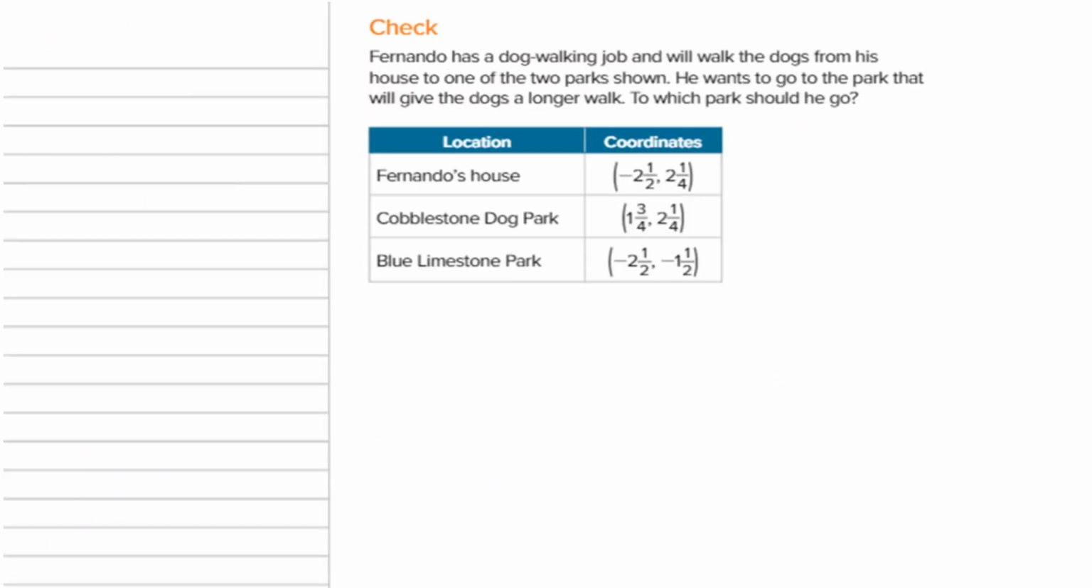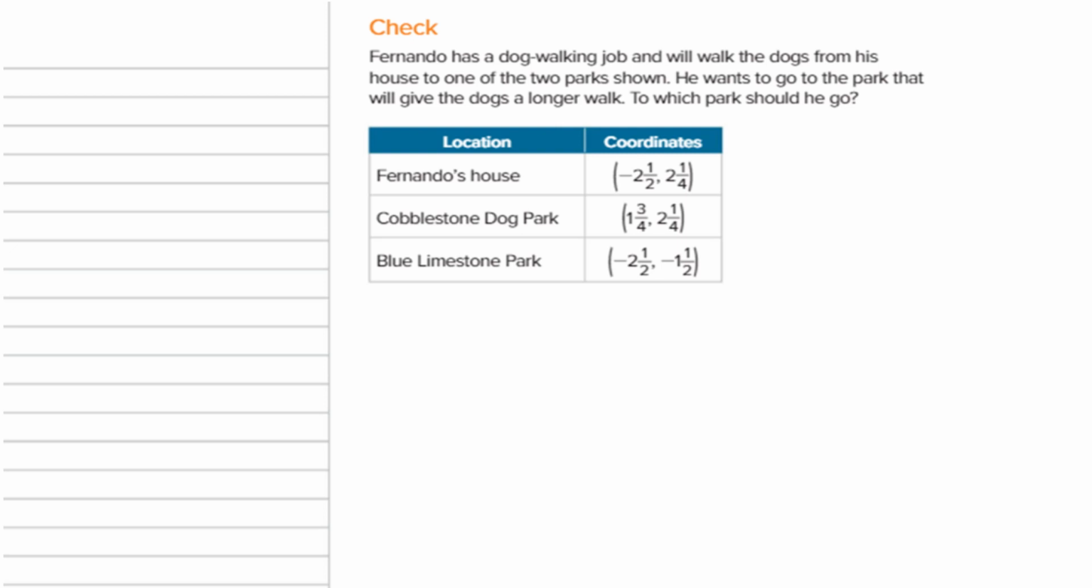All right, so here we have this one. Well, Fernando has a dog walking job and will walk the dogs from his house to one of the 2 parks shown. He wants to go to the park that will give the dogs a longer walk. Which park should he go? So we're looking for the parks. We're looking for his house.